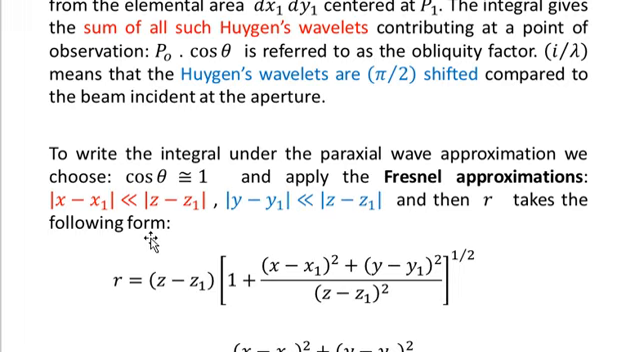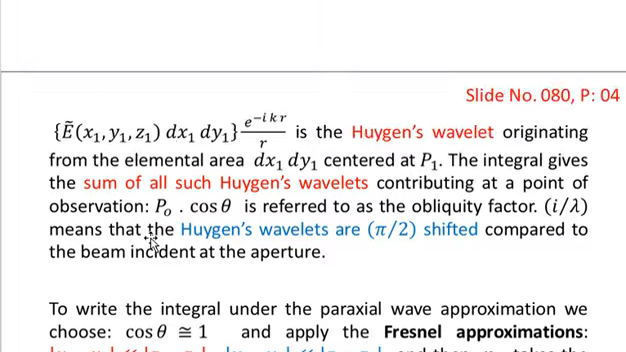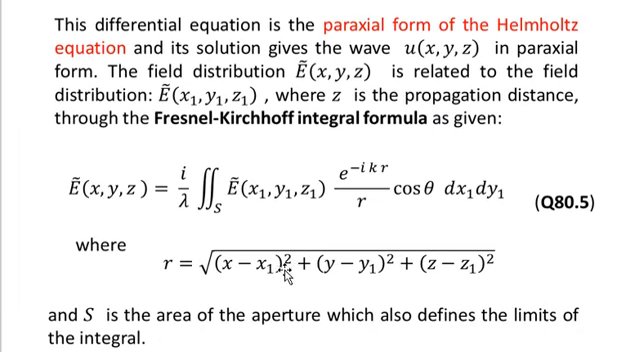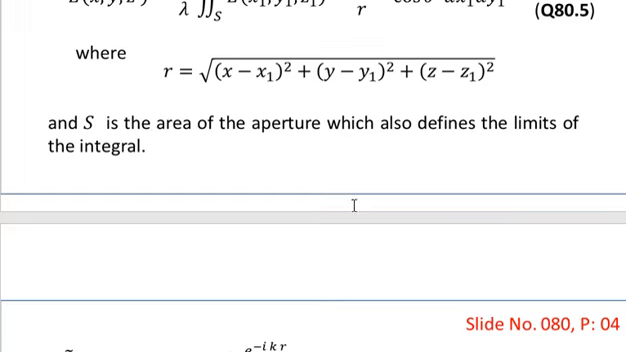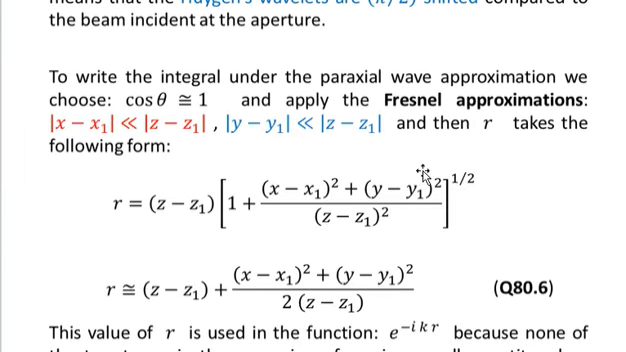And then R takes the following form. So we can have R over here. We can expand R by taking z minus z1 common, because z minus z1 is a large quantity. We have taken it outside the square root, and then we have the terms within the square root, because you can see the power: 1 plus (x minus x1) square plus (y minus y1) square divided by (z minus z1) square. This whole term with the plus 1 has been raised to the power half, that is, this is a square root.